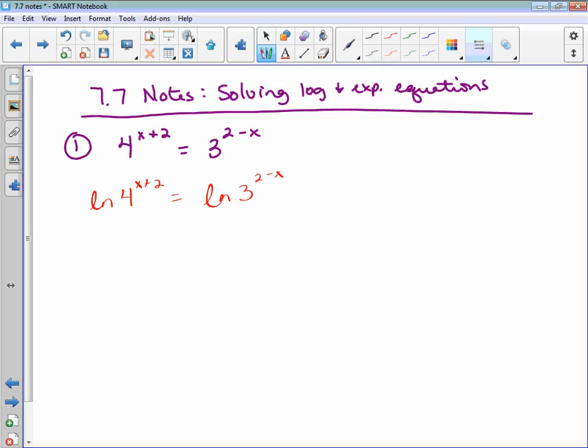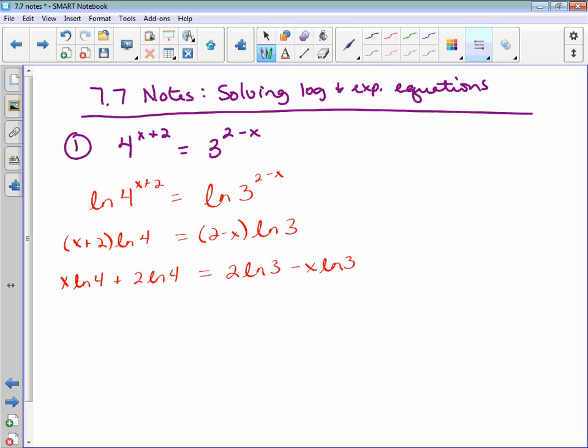So I've got natural log of 4 to the x plus 2 equals natural log of 3 to the 2 minus x. And then guys, using your properties of logs, where do those exponents go? On the front. And guys, put it in parentheses, so it's x plus 2, natural log of 4, and then over here, 2 minus x times natural log of 3. And then you can distribute, so you have x natural log of 4 plus 2 natural log of 4 equals 2 natural log of 3 minus x natural log of 3.